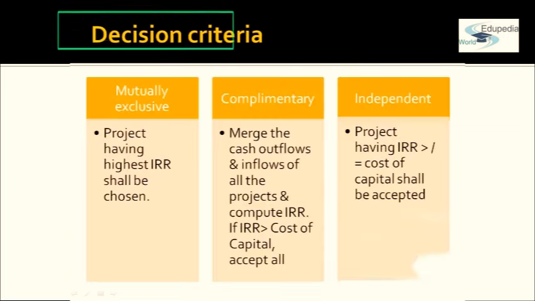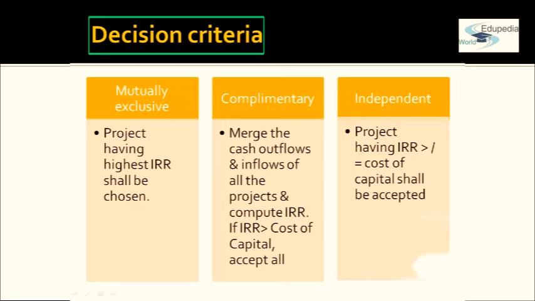When you have mutually exclusive projects, the project which has the highest IRR is preferred. In case of complementary projects, you will compute the cash outflows and inflows of all the projects and then compute the IRR. If that IRR is more than the cost of capital, you will accept all the projects, otherwise you will reject all the proposals. In case of independent projects, the project which has the highest IRR, or you can say the project having IRR more than the cost of capital, will be accepted, and others that are less than the cost of capital will be rejected. This is how a decision is taken in IRR.